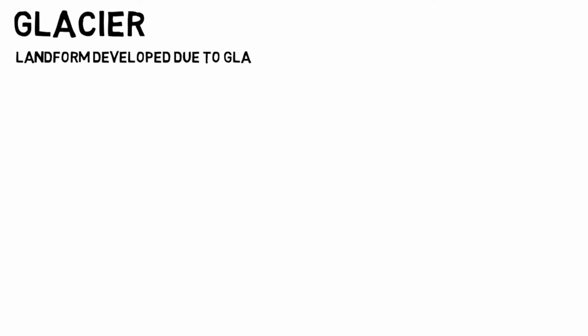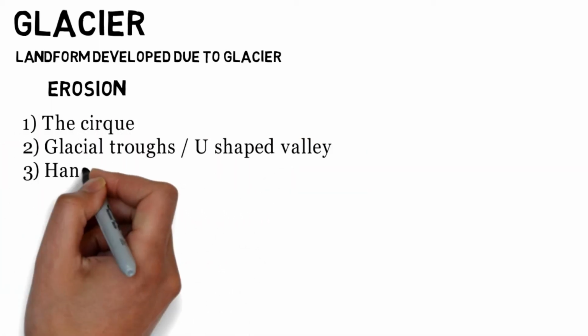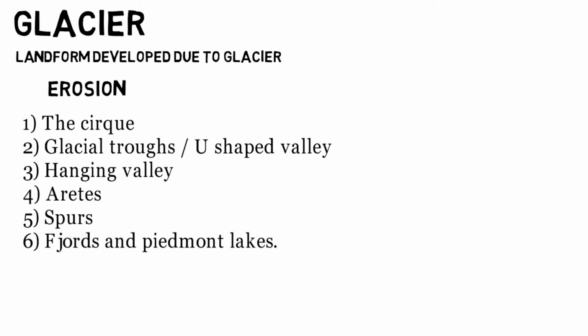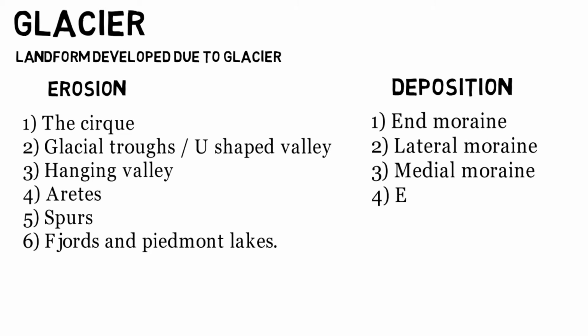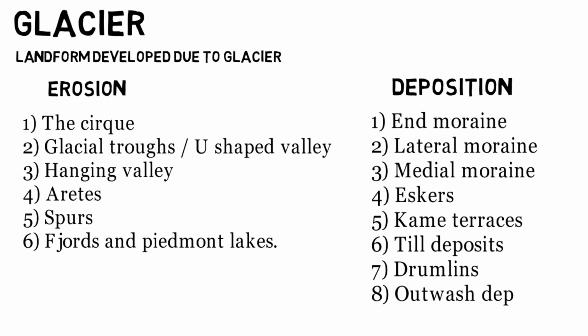Landforms developed due to glacial erosion are the cirque, glacial troughs, U-shaped valley, hanging valley, arêtes, spurs, fjords and piedmont lakes. Landforms developed due to glacial deposition are moraine, lateral moraine, medial moraine, eskers, kame terraces, till deposits, drumlins, and outwash deposits.